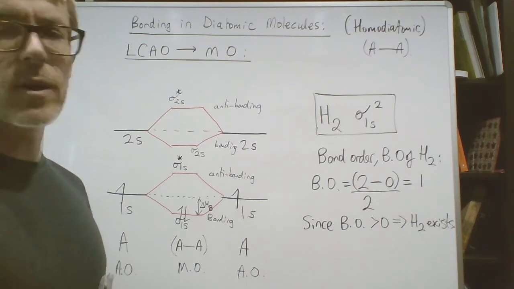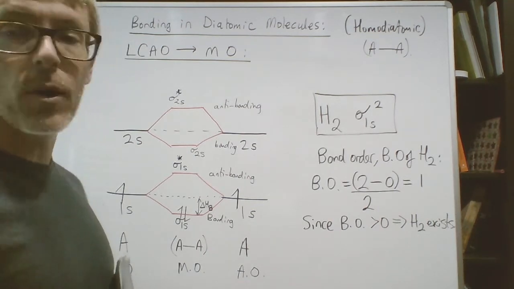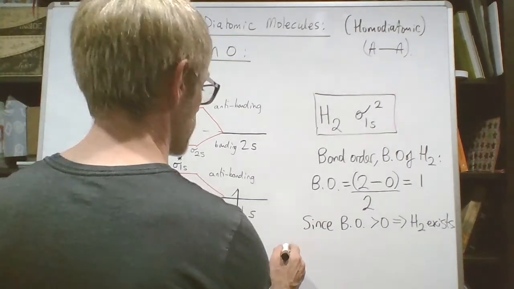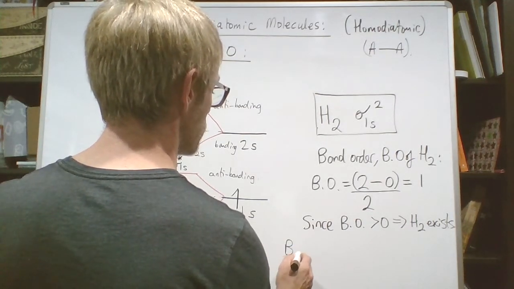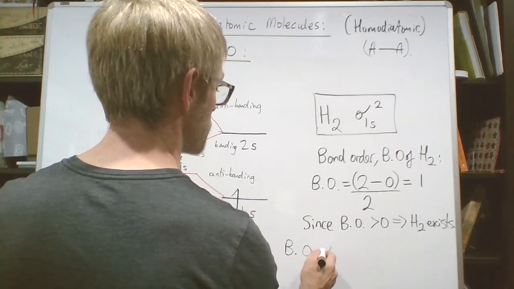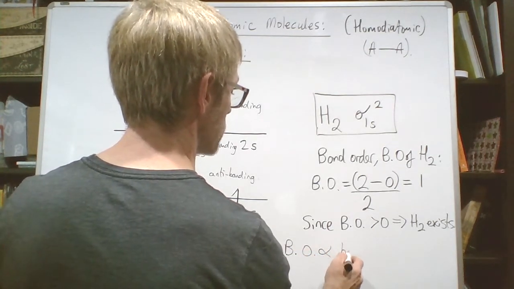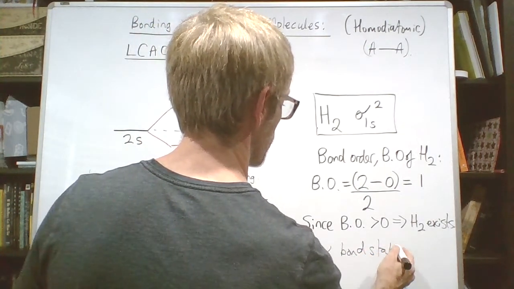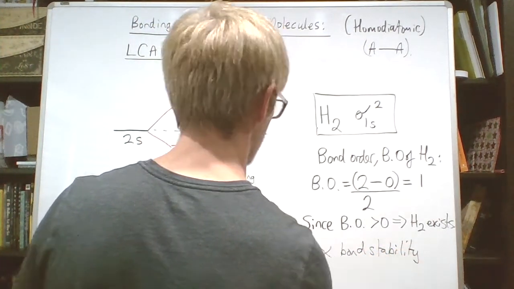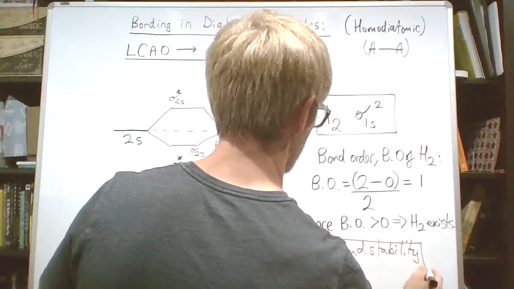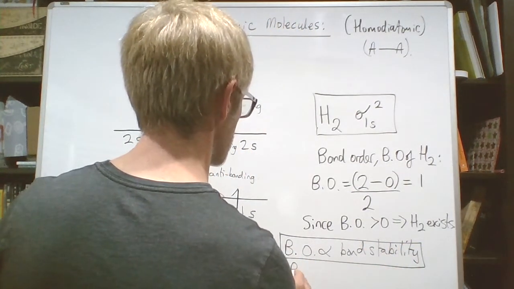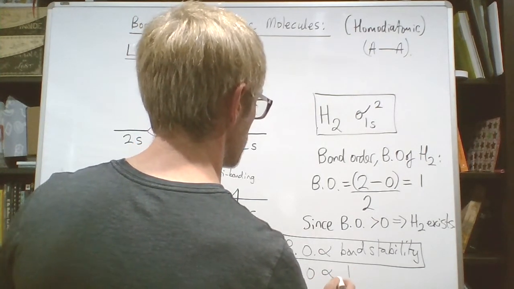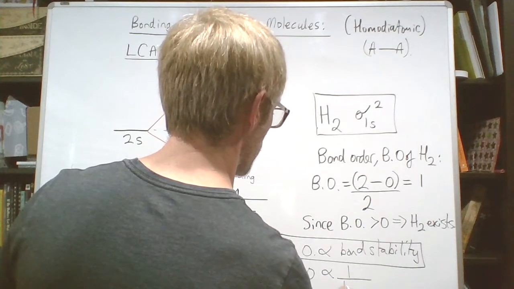We can use it to quantify the stability. The higher the bond order, the more stable. So we can say a couple of things. The bond order is proportional to bond stability. We can also say that bond order is proportional to 1 over bond length.